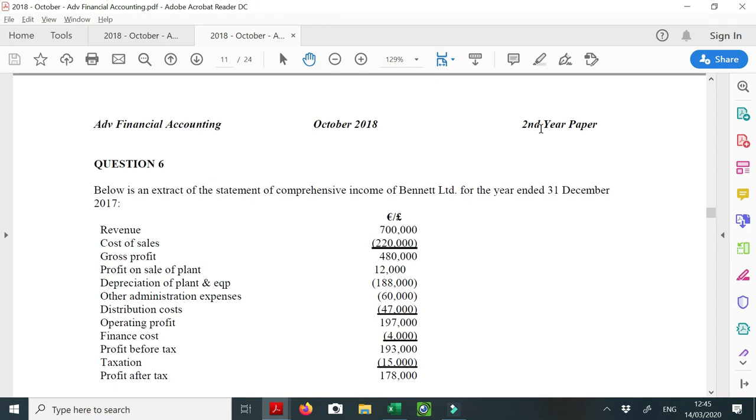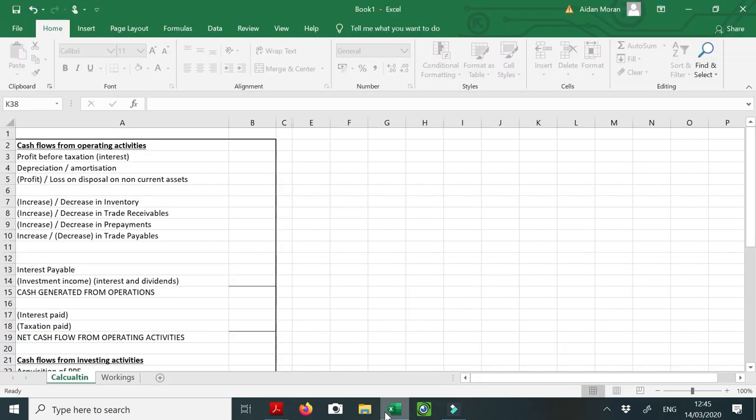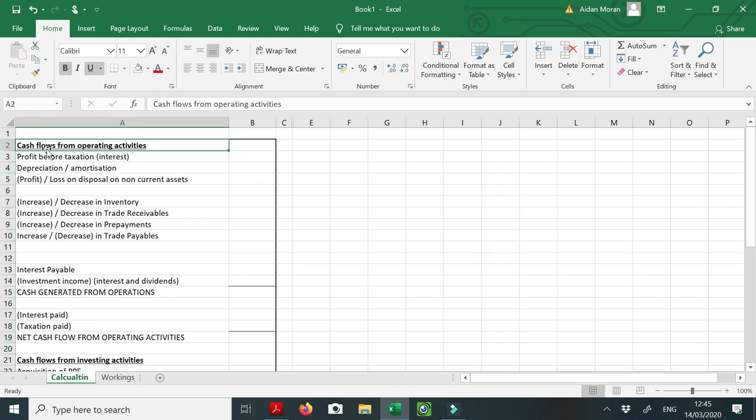Okay, what I want to look at is the 2018 October question 6, which is on a cash flow statement. My very first thing that I'm going to do is write out my template to answer this question. So I'm going to start off with my cash flow from operating activities. So I put in my profit before interest and tax.